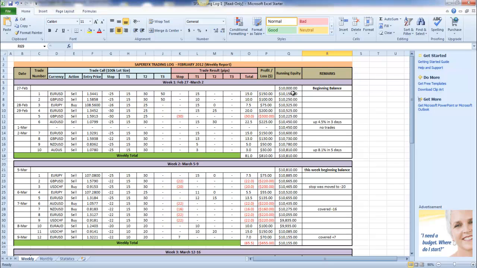So using an equity balance of $10,000, trading 2% risk, because my average stop is about 22 pips. One standard lot will give you a 220 loss, which is about 2%.